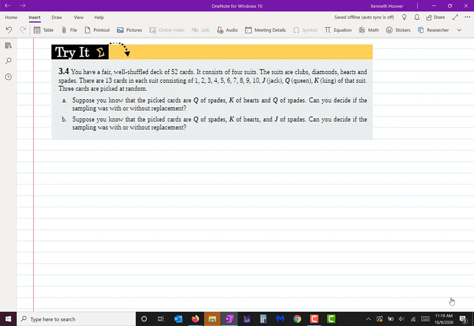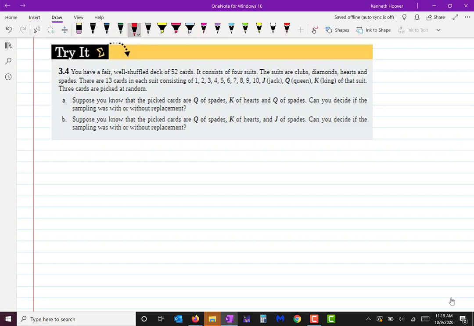So it's a pretty obvious answer, isn't it? The Queen of Spades was drawn twice, and that could not happen unless we put it back in the deck after we drew it the first time, right? So that one, I think, is pretty obvious that it was done with replacement. Otherwise, you couldn't draw the same card twice.